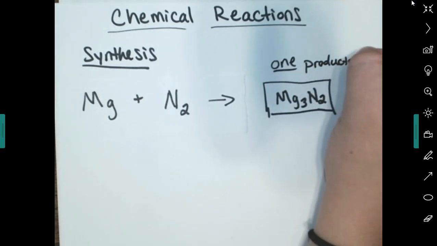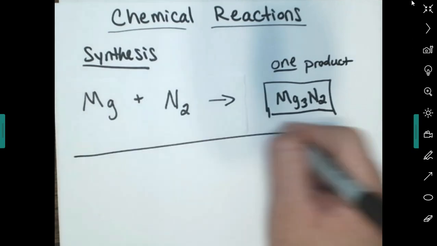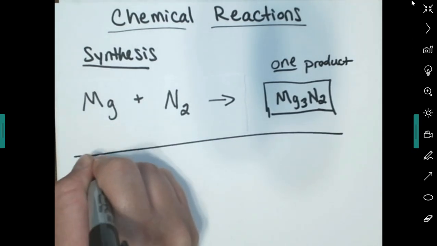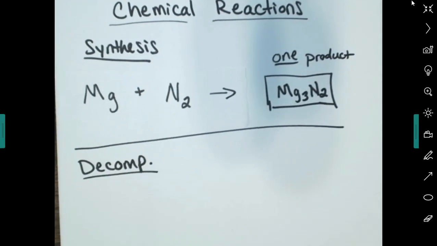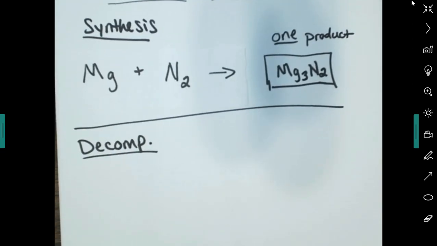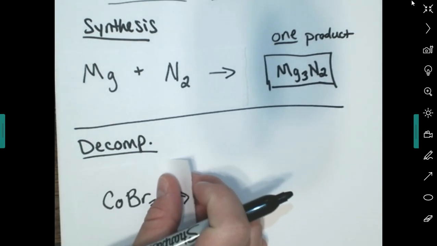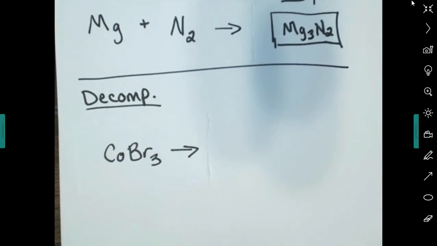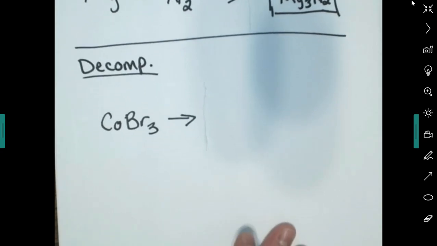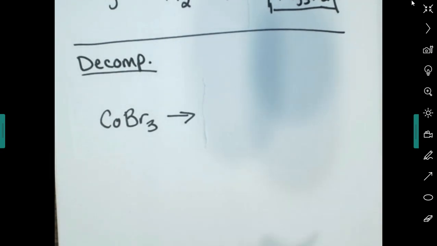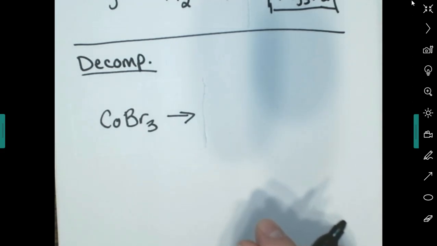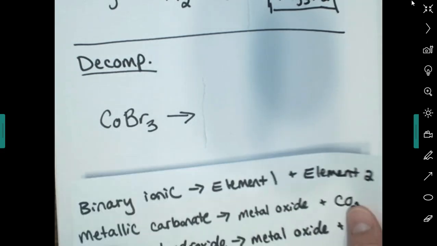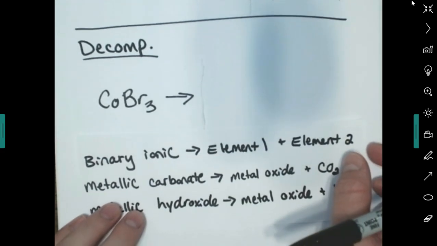Now, what's the opposite of a synthesis reaction? The opposite of a synthesis reaction is a decomposition reaction. Decomposition reactions. And it's very, very easy to spot a decomposition reaction because decomposition reactions always just have one reactant. Okay, so we just have one reactant here. And in this case, it's a binary ionic. Now, there are 3 different scenarios you can get when you are doing decomposition reactions. And these are the 3 different scenarios that could show up on your test.